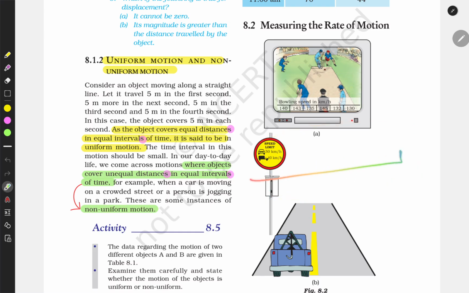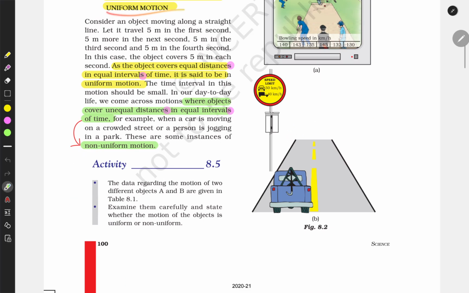Suppose a car travels in non-uniform motion. It is traveling at 40 km per hour, then a truck comes and it slows down to 20 km per hour, then the car accelerates again to 50 km per hour. So the speed is not constant. This non-constant motion of an object is called non-uniform motion.